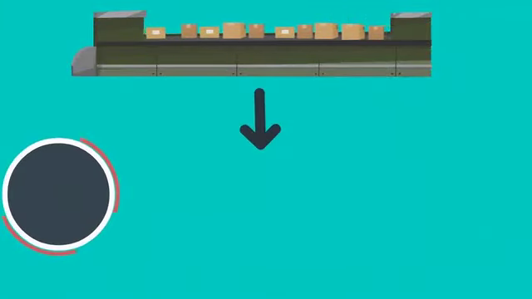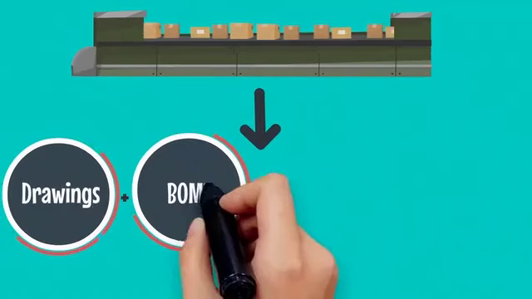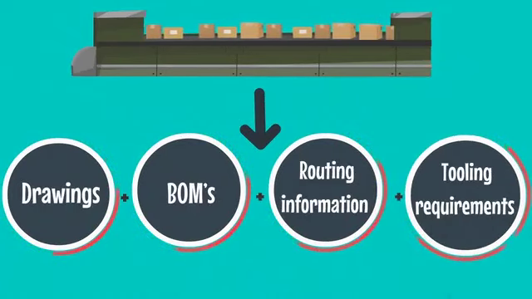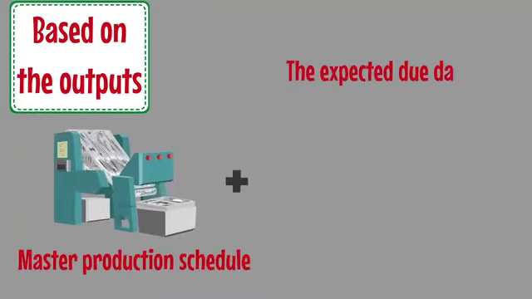When an order is released to production, the shop floor packet is produced, which includes any drawings, bills of material, tooling requirements, and routing information. Orders will be released based on the output from the master production schedule and according to the expected due dates.